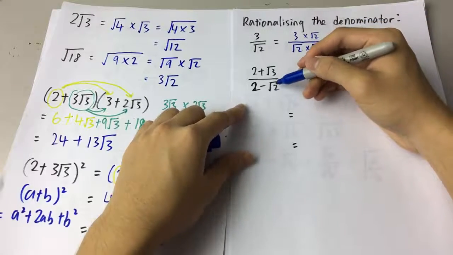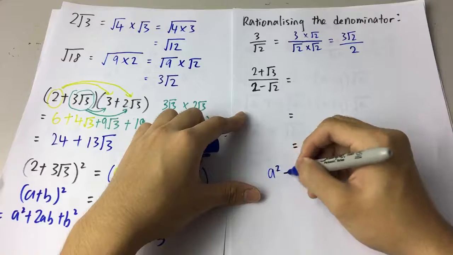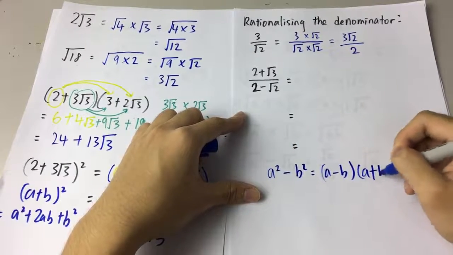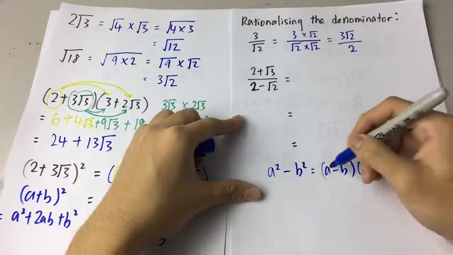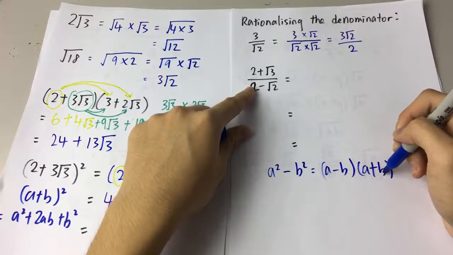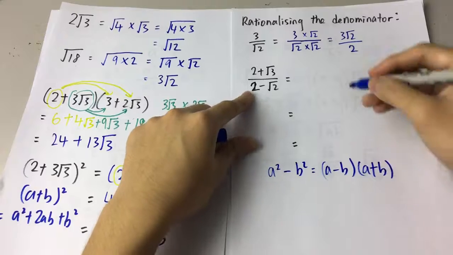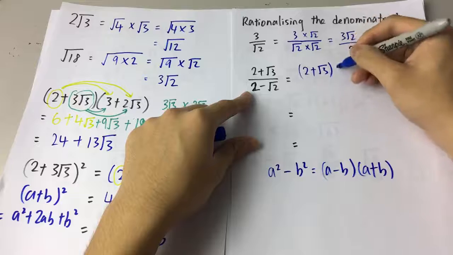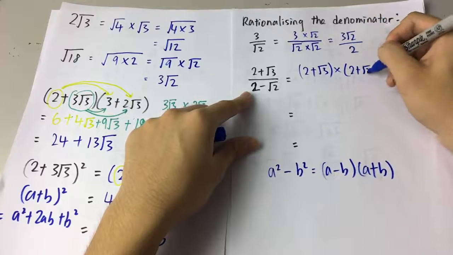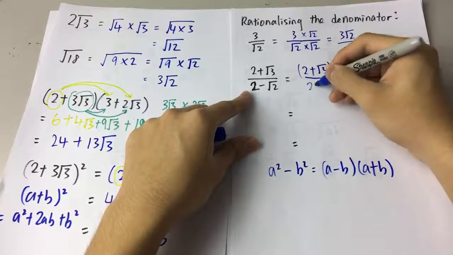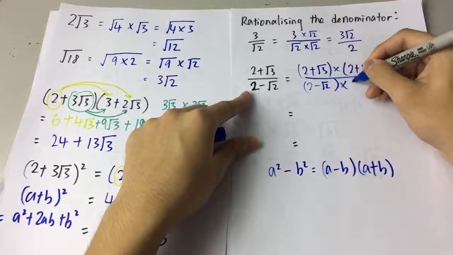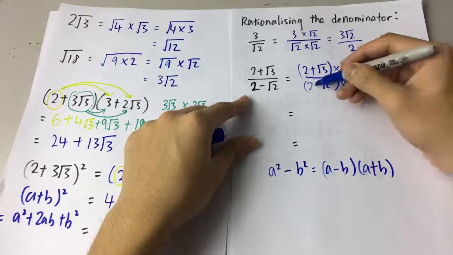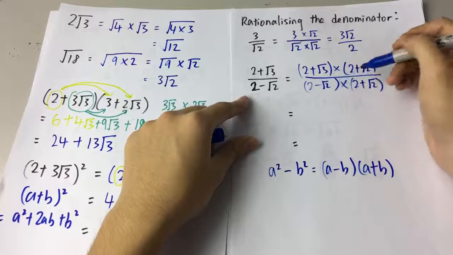Look here. You need to apply this formula. When you see minus, you just times the plus of this expression. It's easy. So whole thing times 2 plus 2. 2 minus 2 times 2 plus 2.